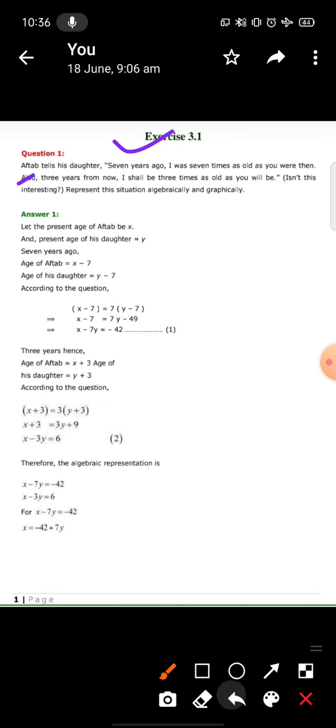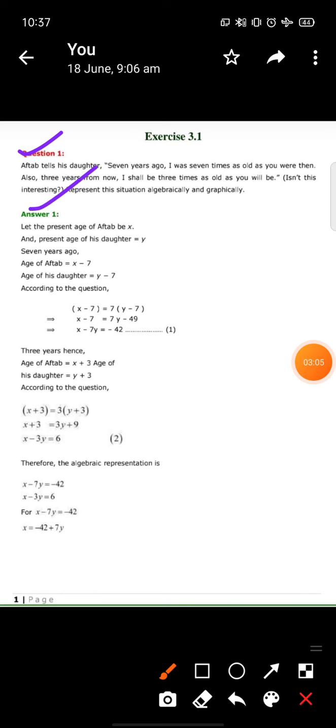And second thing, represent this situation algebraically and graphically. So first of all we have to convert this word problem into linear equations algebraically. So let's start with the solution.